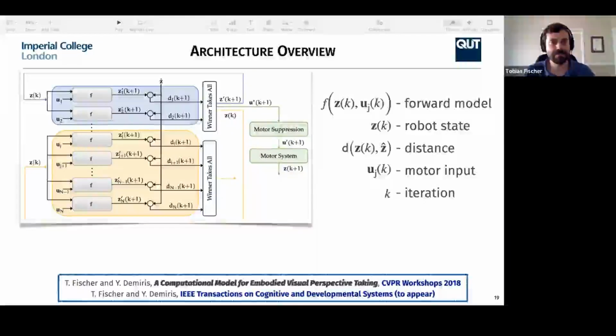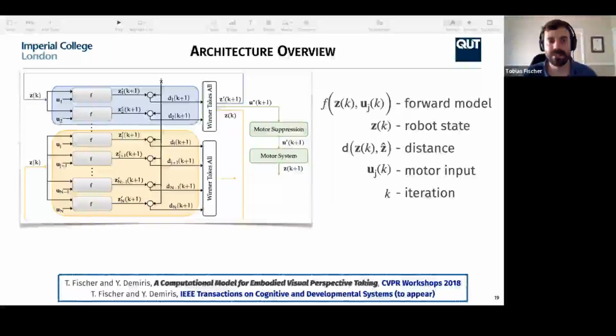With F, I denote a forward model. A forward model allows you to estimate what the state of the robot would look like. The state here is the physical position, so X, Y, and the angle of the robot. So it's just really, really simplified. And U is the control command: going forward, going backward, moving left, moving right, rotate left, rotate right.